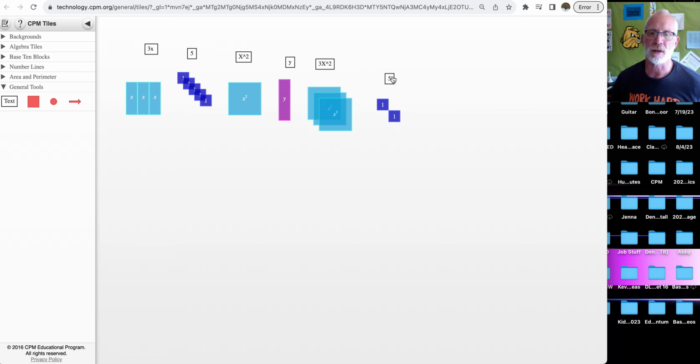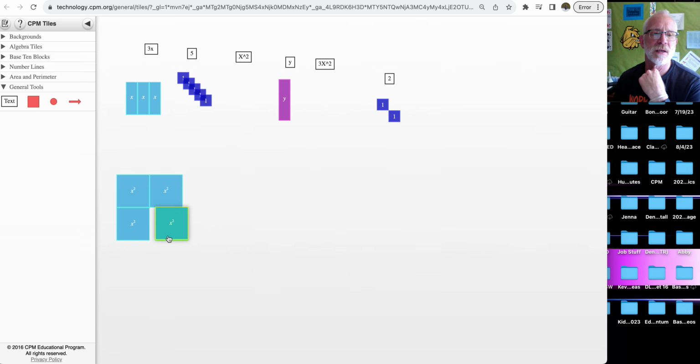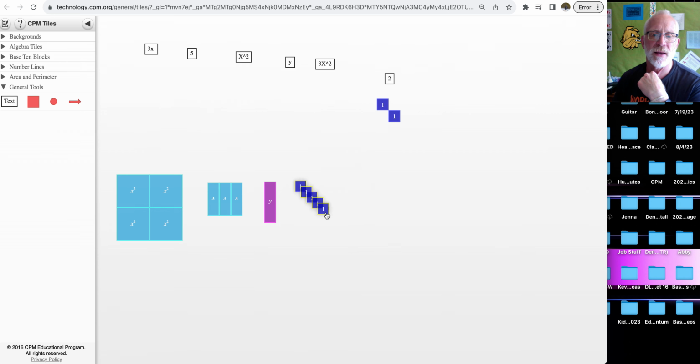So then we said, well, can you group these a different way? Can we rename this? And so this is what we came up with. We said, let's go with the big ones first. So we went like this, this, and this, and this. Next we're going to add this, and then this, and then this, and this. So now what we have, instead of 3x plus 5 plus x squared plus y plus 3x squared plus 2, we now have 4x squared plus 3x plus y plus 7.